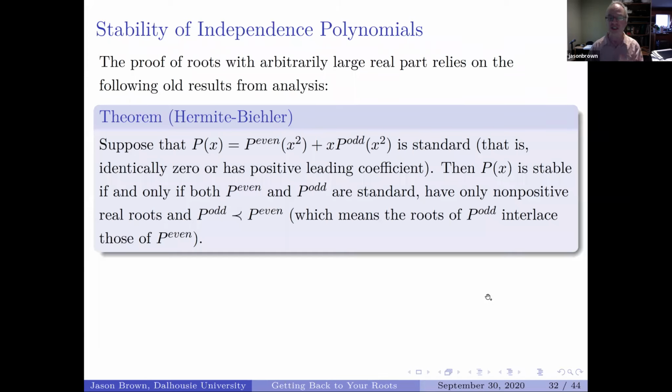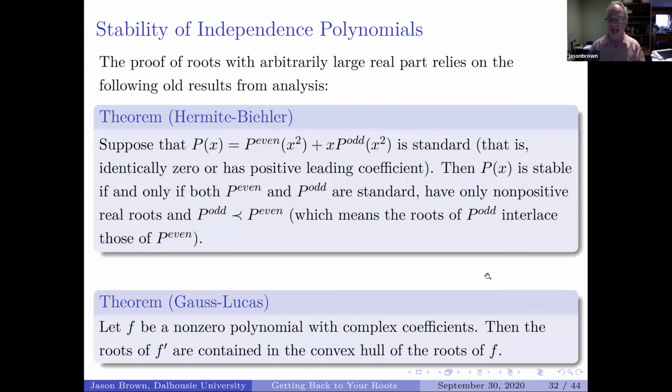So all those conditions have to hold for a polynomial to be stable. So we're going to use that. And notice as part of that, the even polynomial and the odd polynomial, if p of x is going to be stable, they have to have all real roots in particular.